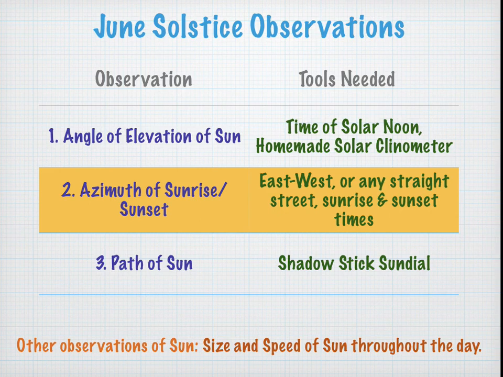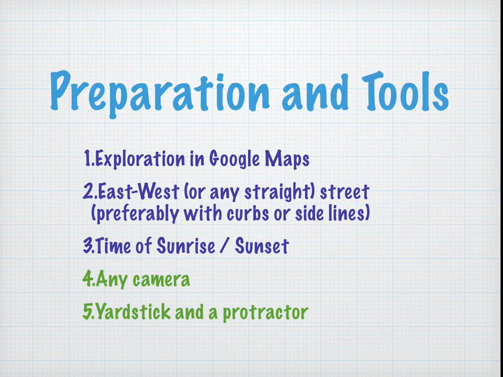Alrighty, so this is part 2 of our 3 video series on the June solstice. So we've already measured the angle of elevation of the sun. Now in this one we're going to predict the azimuth of sunrise and sunset, and in the next video we'll look at the path of the sun. So, preparation and tools. First we're going to do some exploration in Google Maps, kind of plan out where we want to make this observation.